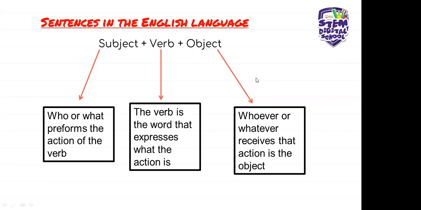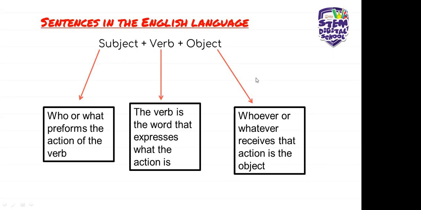So, ma'am, is your sentence allowed to only have one thing? For example, let's say your sentence only has the subject, or it only has a verb, or it only has an object. Are you allowed to do that when you're writing? Yes, you are allowed to do that when you're writing.